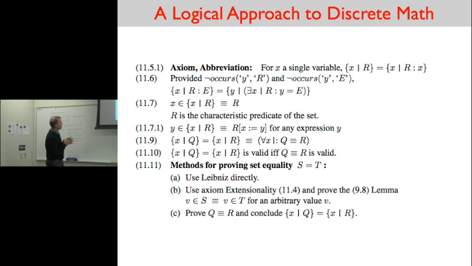And what about the next one, 11.10? X is an element, the set over X range Q equals the set over X range R is valid if and only if Q equals R is valid. Well, I think that's pretty obvious, because we talked about validity. Implicit universal quantification, remember that phrase? Something is a theorem if and only if something. Do you remember what this is?